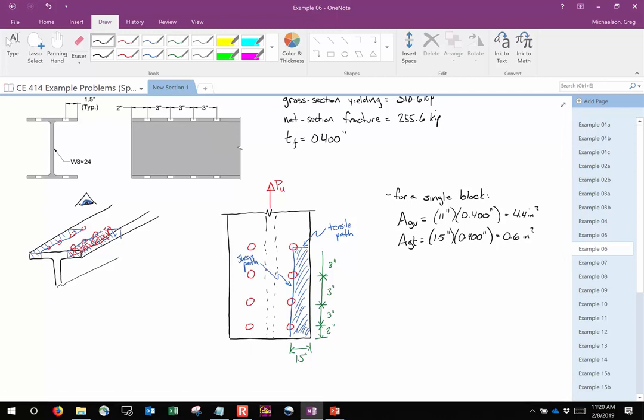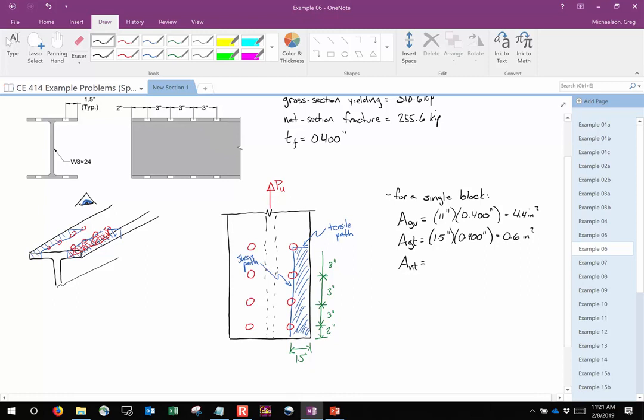Let's do the net area in shear first. In general, how do you compute a net area? You take the gross area and you do what? You subtract the area loss due to bolt holes. Now here's a $64,000 question. How many bolt holes do we subtract from the gross area in shear to get the net area in shear? That's the answer, 3.5. 1, 2, 3.5.